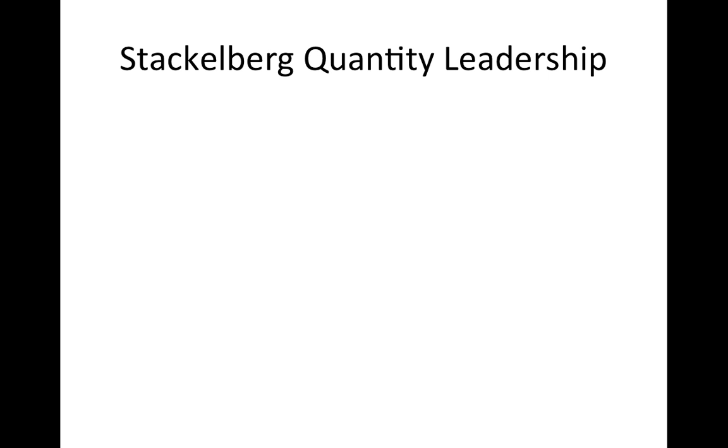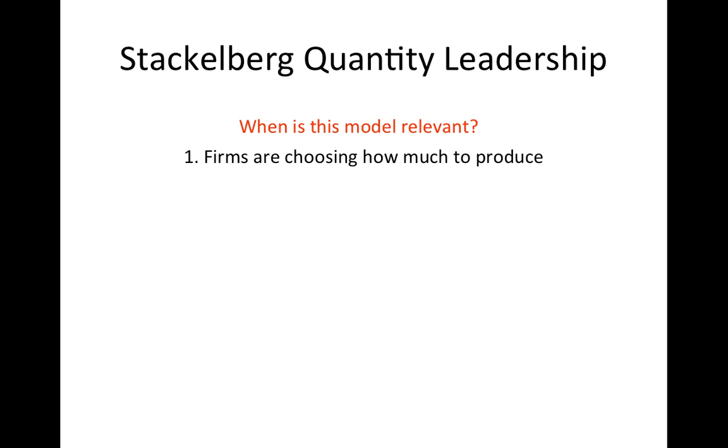We will start with models in which firms choose sequentially. These models were first developed by the economist Heinrich von Stackelberg in the early 1900s and are named after him. When might it be appropriate to model a market as a Stackelberg quantity market? First, this model is relevant if firms are choosing how much to produce.